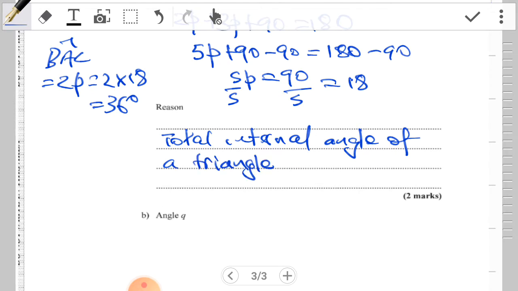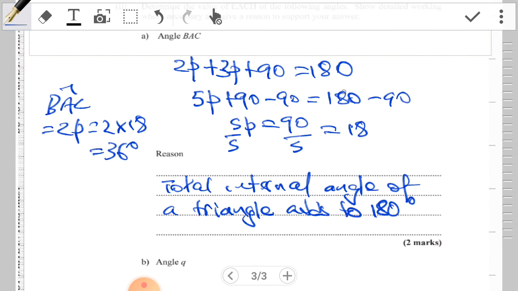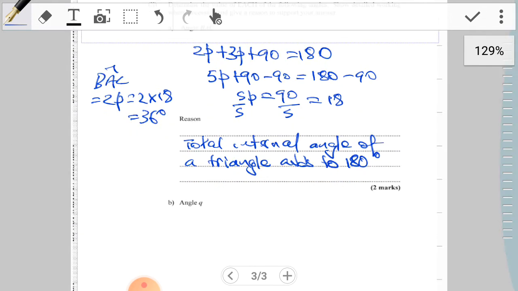All right, adds to 180 degrees. So that was the clue that we used. As you could see, when we set it up here, we're saying that that angle at A plus that angle plus that angle together would give us 180 degrees. And yes, that is the reason that could support our answer there.